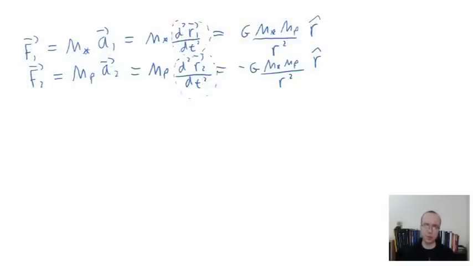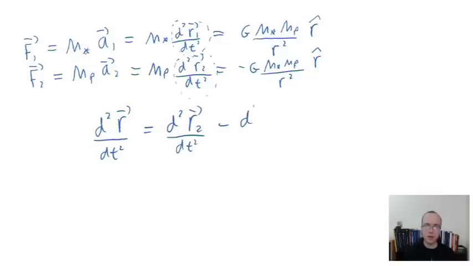Right, so here are our two expressions for the force on the planet and the force on the star. But what we want is an equation describing the time evolution of the distance between the planet and the star. So remember that the second derivative of the distance vector between the planet and the star is just given by the second derivative of the distance vector from the origin to the planet minus the second derivative with respect to time of the distance vector between the star and the origin.